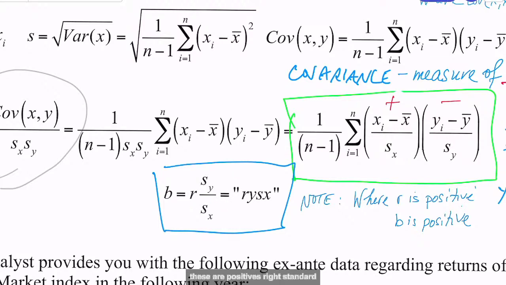These are positives, right? Standard deviation is the square root of the variance. These are always positive values. Questions?